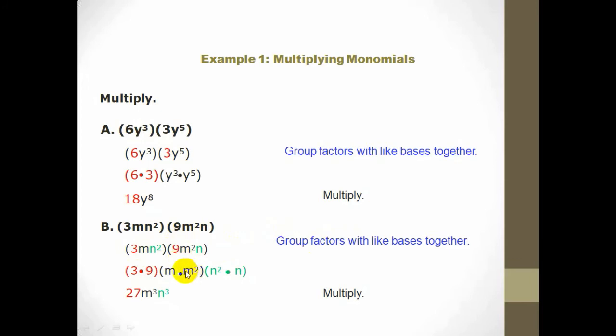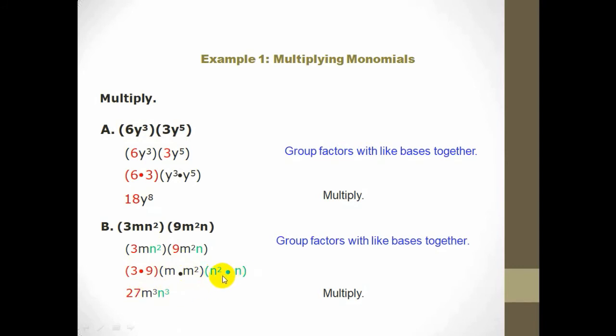m square, m is the same base. n square, n is the same base in this group. So now multiply 3 and 9, that is 27, and m square, the base is the same, so keep the base the same and add the power: m cube.